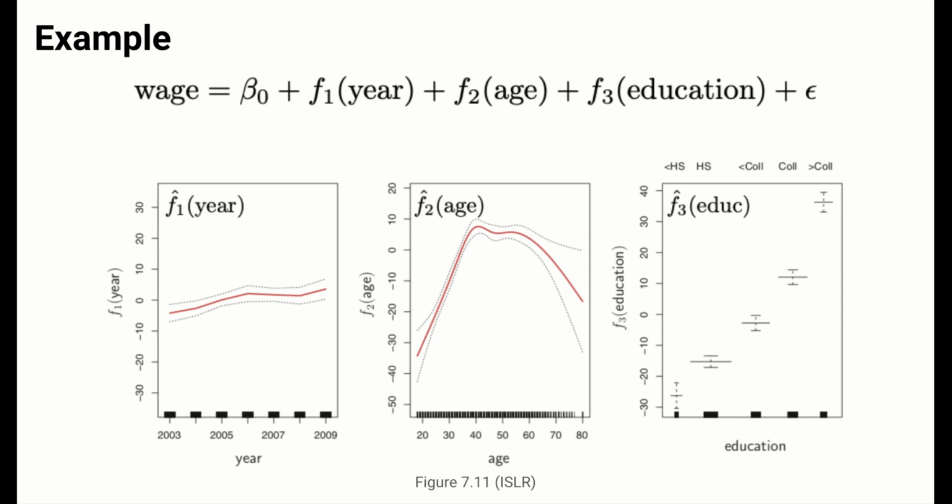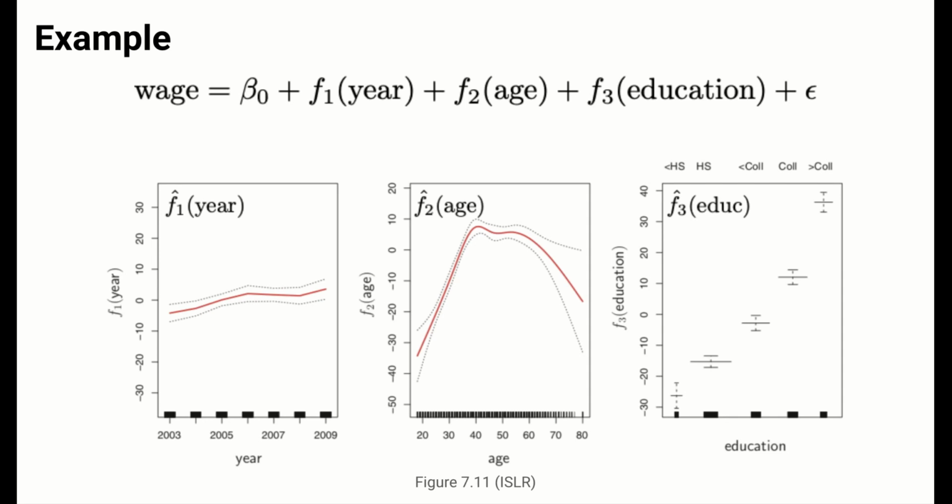The red curves show the estimated functions for f1 and f2, relating calendar year to wage and age to wage. The dotted black lines on these two panels reflect the uncertainty in the estimate. For all three plots, the black ticks at the bottom indicate the raw data values for the predictor variables. The third panel for the education variable shows box plots because education level is categorical, with levels as indicated at the top of the panel, from less than high school to greater than college. The median lines of the box plots represent the estimated function.